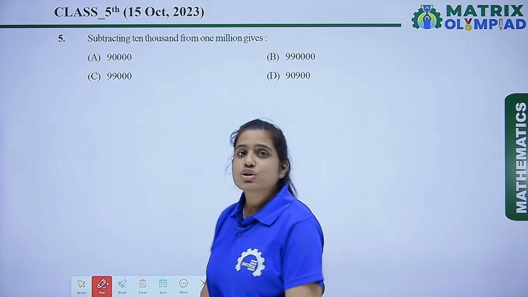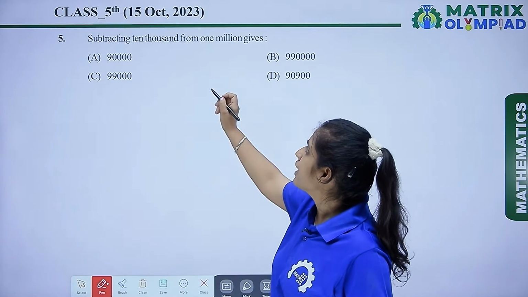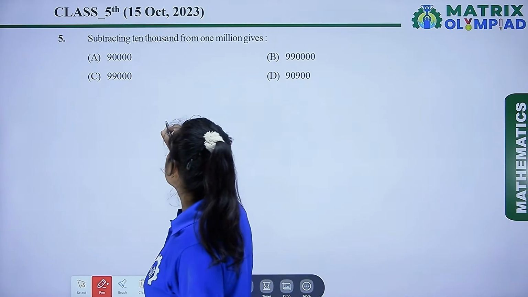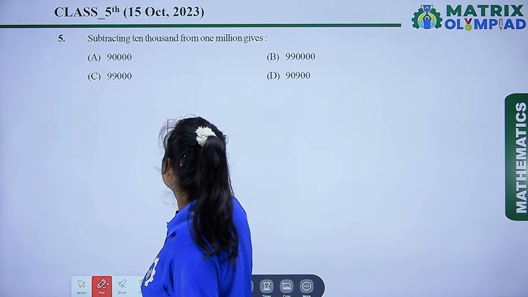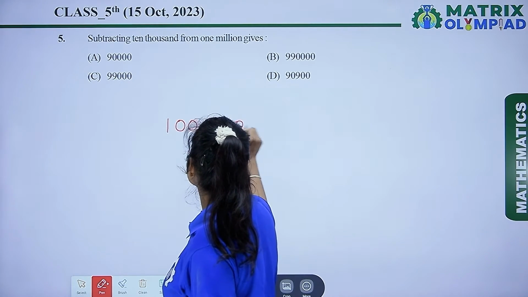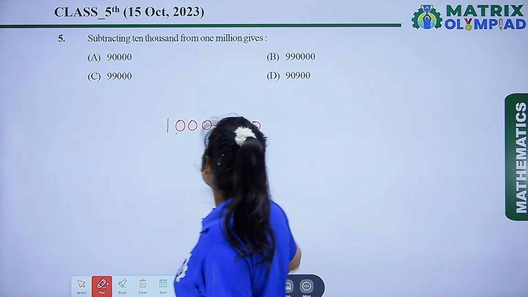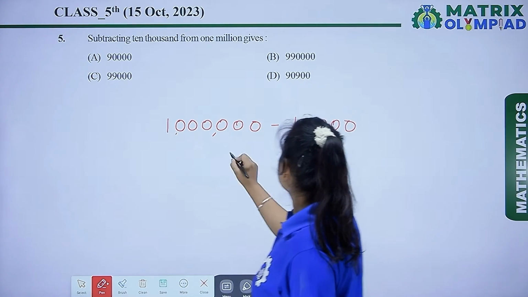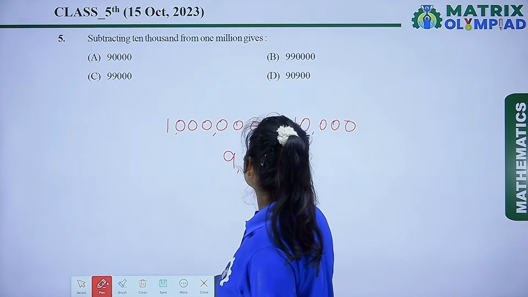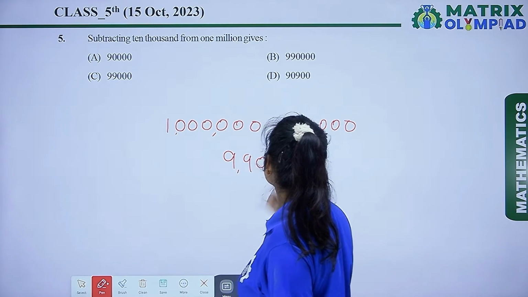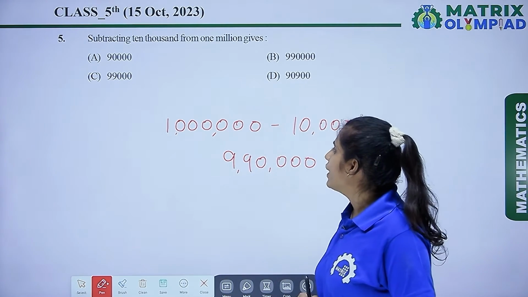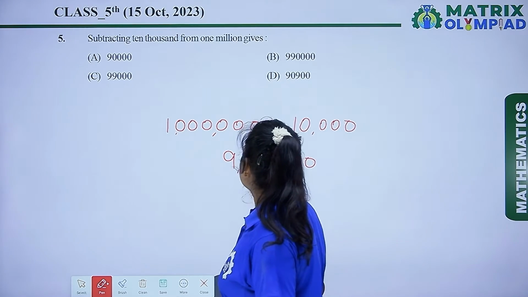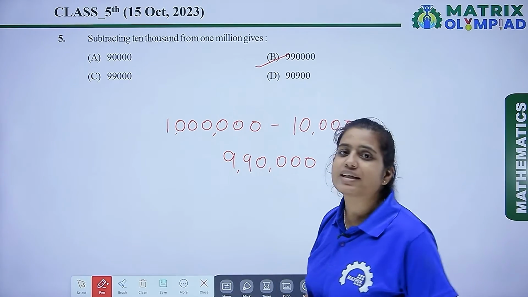Now the next question is question number 5. Subtracting 10,000 from 1 million gives. हमें 1 million में से 10,000 लेस करने हैं. So let's write down 1 million. Subtracting 10,000 from it, we get 9,90,000. So here, let's check the options. Now, according to our answer, option B is the correct answer.